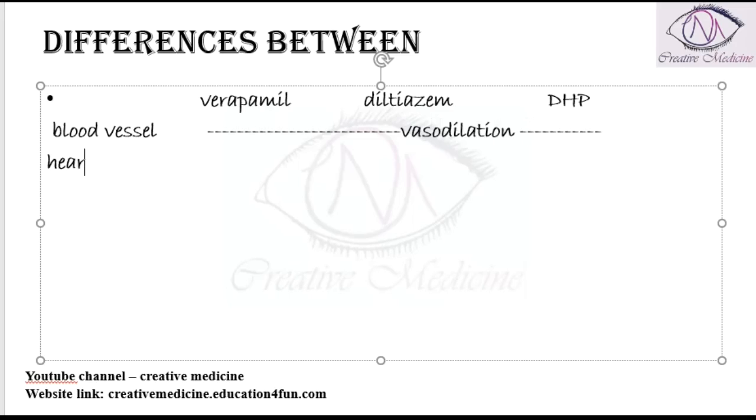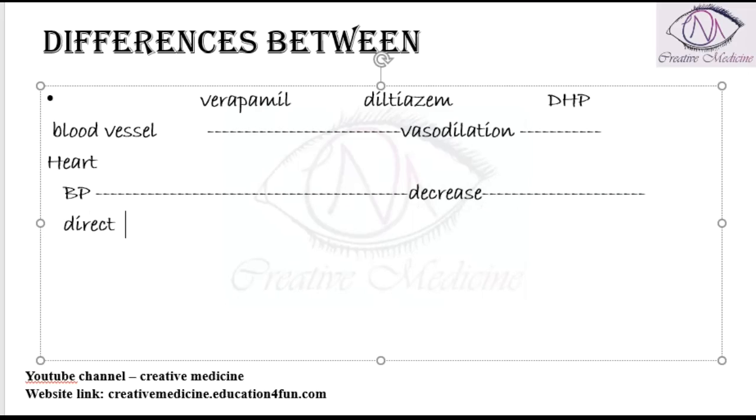Then action on the heart. On the heart, you will have to see about the blood pressure. All of these will decrease the blood pressure. The common action of all of these is decreased blood pressure. Whereas directly, verapamil will decrease the blood pressure more, whereas diltiazem will decrease the blood pressure less, whereas dihydropyridine has no direct effect, only an indirect effect.